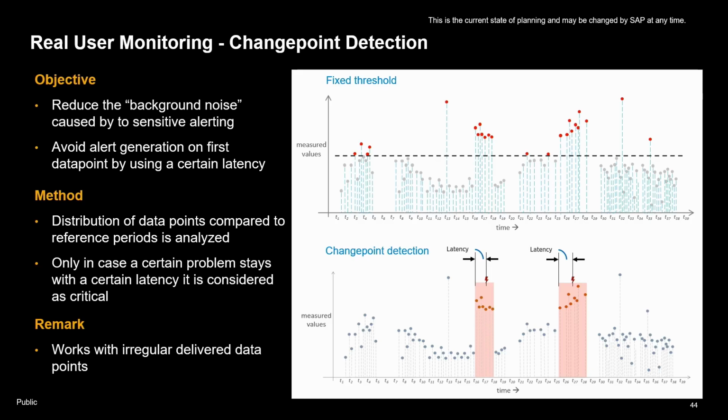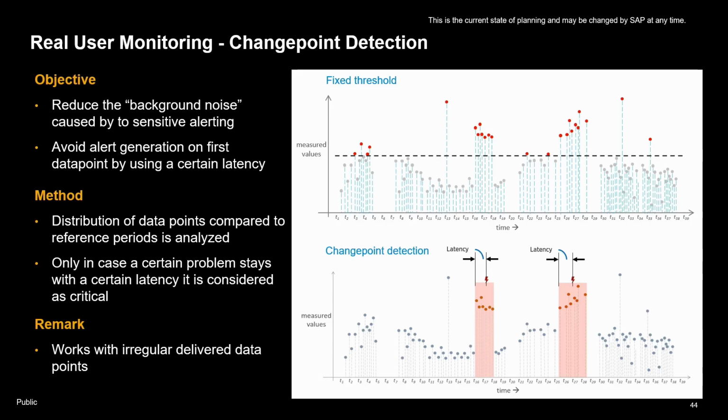So in the real user monitoring, we have an innovative approach now, the so-called change point detection. Here, an additional challenge comes into the game, and this is that we have the delivery data, the data that we are measuring, in an irregular time window. We never know when a real user is doing a click. So we have no sequence of data that we can rely on and calculate with.